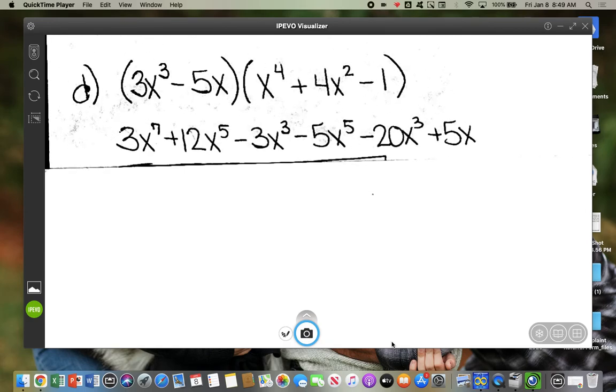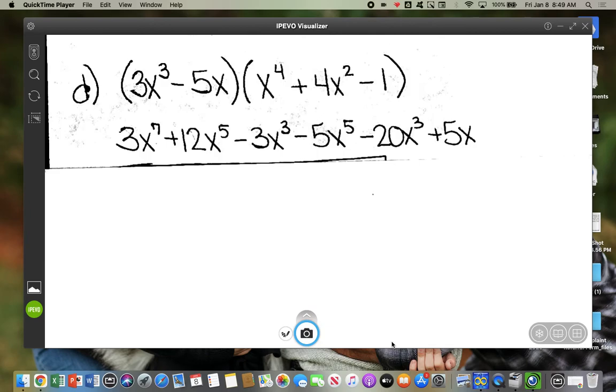Let's see, 3x to the 7th. Okay, 3 plus 4 is 7. 3 times 4 is 12. 3 plus 2 is 5. And negative 3x cubed. All right, then I distribute by negative 5x. So negative 5, 1 plus 4, power 5. Negative 20, 1 plus 2 is 3. Two negatives make a positive 5x. What do you guys think?